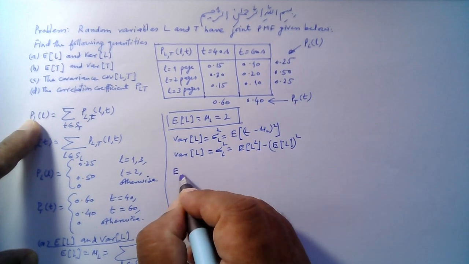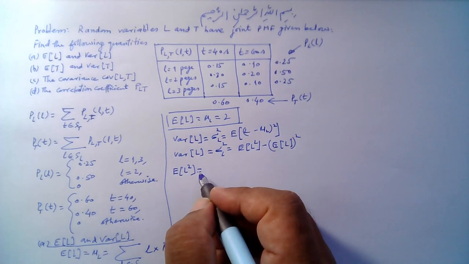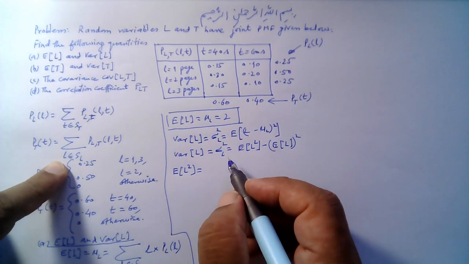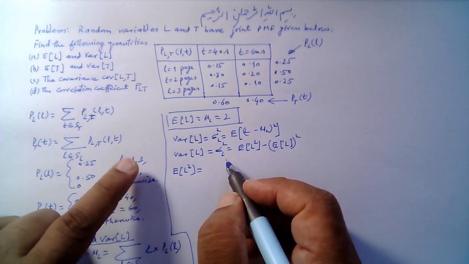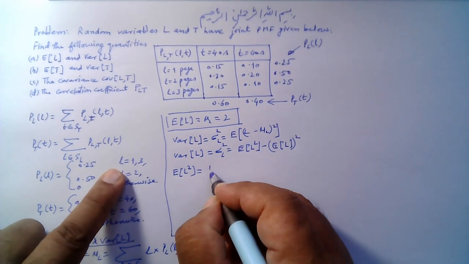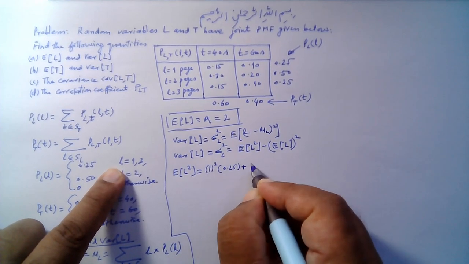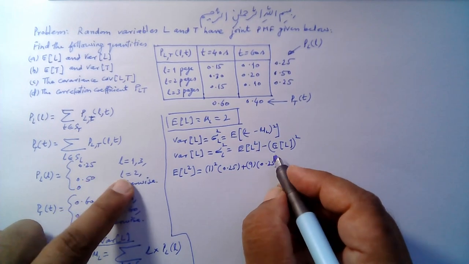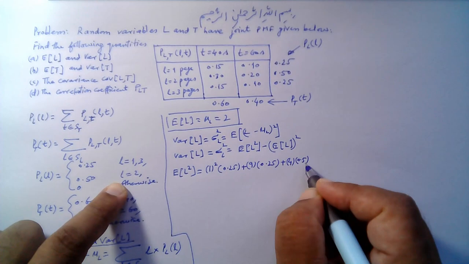The second moment, that is the expected value of L squared, is found similarly to the value that we found for the expected value. We just need to square the value of L before multiplying it with the corresponding probability value. So 1 squared multiplied by 0.25, plus 9 multiplied by 0.25, plus 4 into 0.5, right?